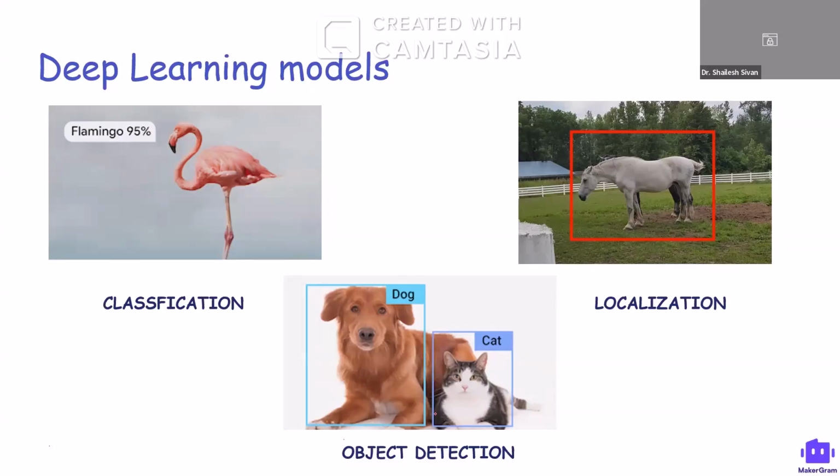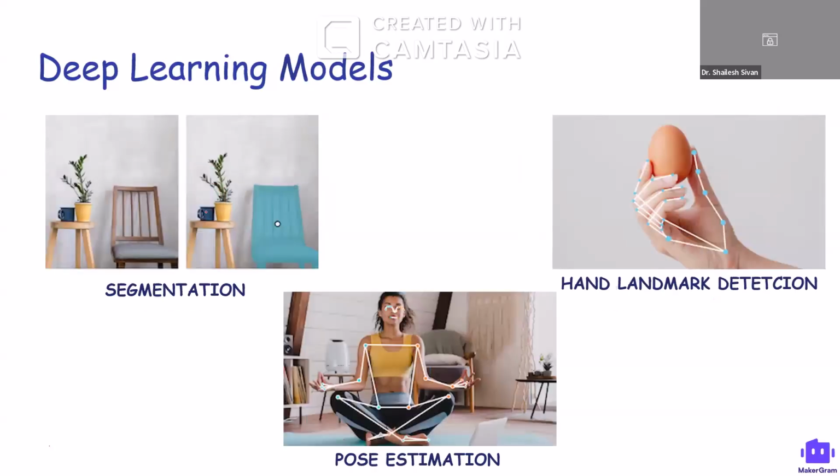Object detection: from within a particular image, what all objects are present in it, and where exactly is the location of a particular object. That is what we call localization. Semantic segmentation: exactly on which pixels a particular object is. Here the object is the chair. Exactly where is the chair? Those pixels are getting marked. That is what we call segmentation.